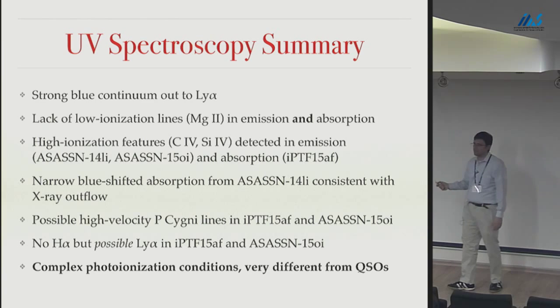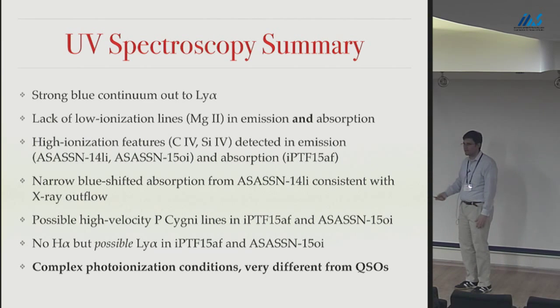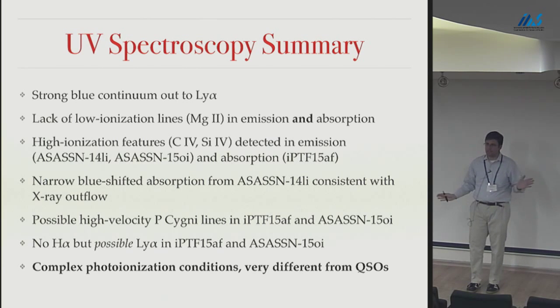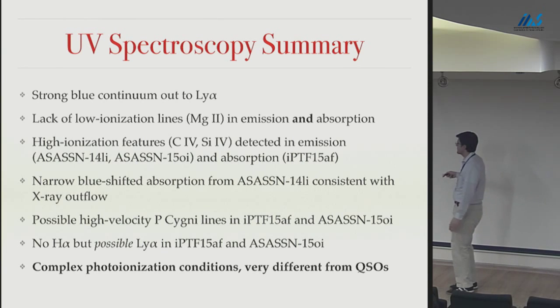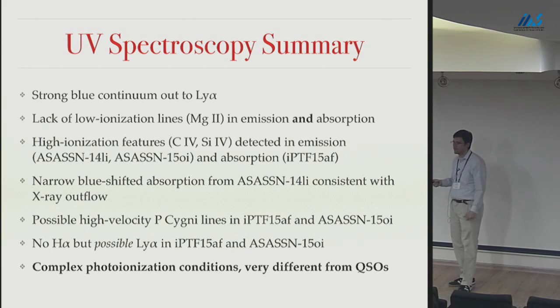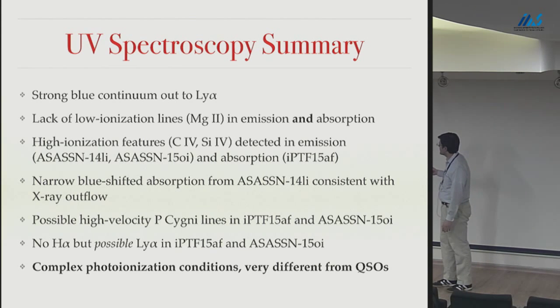Lack of low ionization lines in emission and absorption. Nothing that we can see points to there being Mg2 in any of these spectra. It is completely unlike normal sight lines to quasars. Lots of stuff going on in high ionization features: carbon-4, silicon-4, definitely in emission, possibly in absorption. We see this narrow blue shifted absorption from Assassin 14li. It's very consistent with what we see in the X-rays. Possible P Cygni lines, again pointing to some kind of outflow.